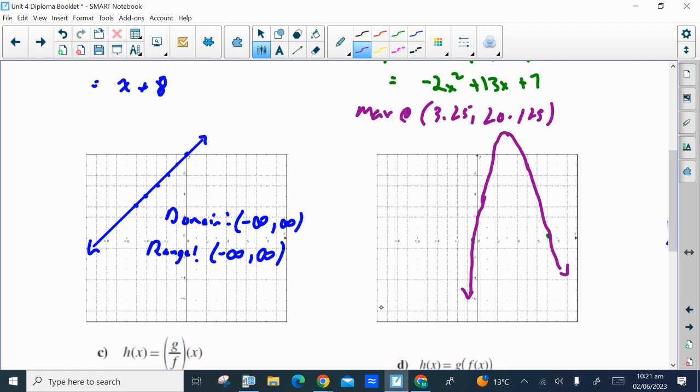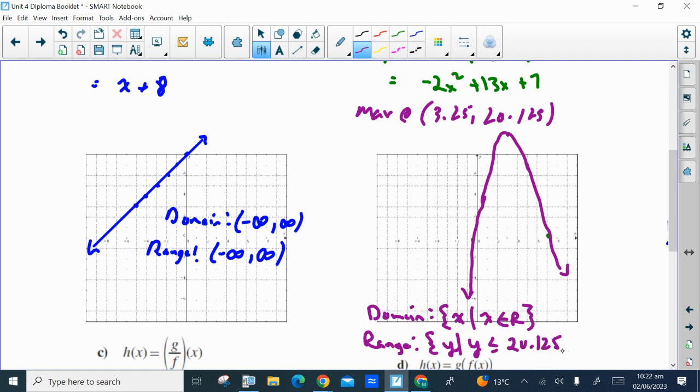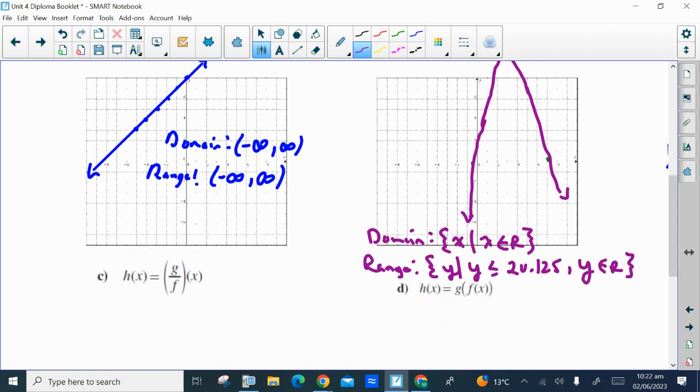Our domain is all real numbers. If I use set notation for this one, I would say all values of x such that x is an element of real numbers. And our range, here we have a restriction. All values of y such that y is less than or equal to 20.125, and y is an element of reals. So that would be the proper set notation.